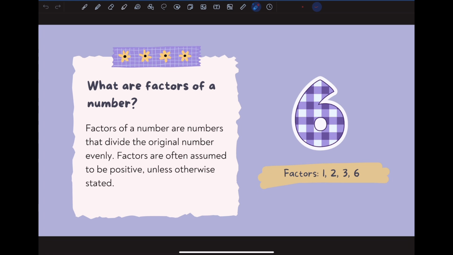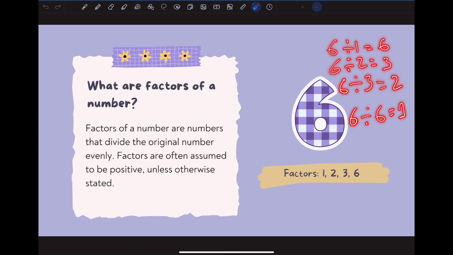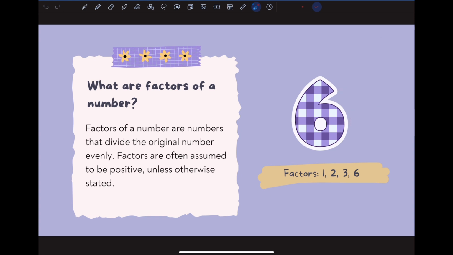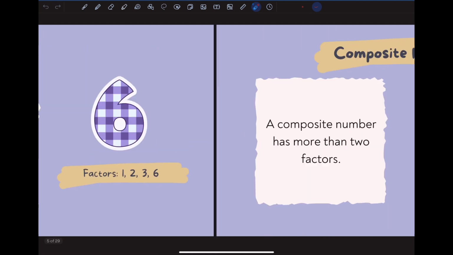Factors of a number, as already explained, are numbers that divide the original number evenly. So there's no remainder. So the factors of 6 are 1, 2, 3, and 6, right? So 6 divided by 1 is 6, 6 divided by 2 is 3, 6 divided by 3 is 2, and then 6 divided by 6 is 1, right? No remainders. The number 6 is evenly divided by these numbers. So these are the factors of 6.